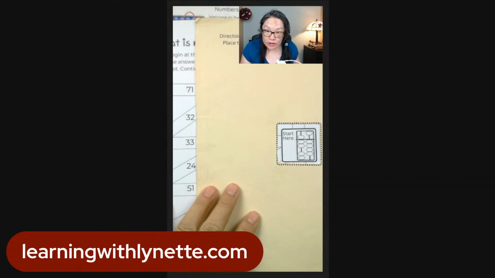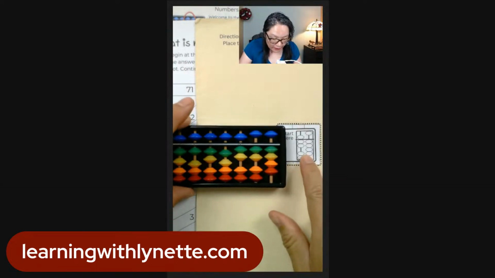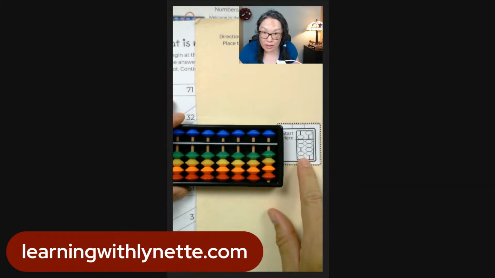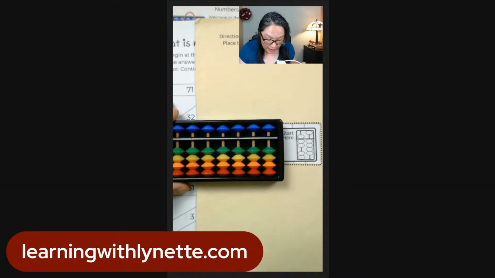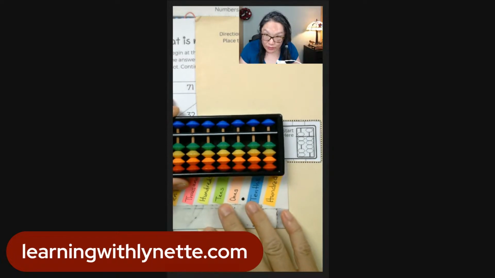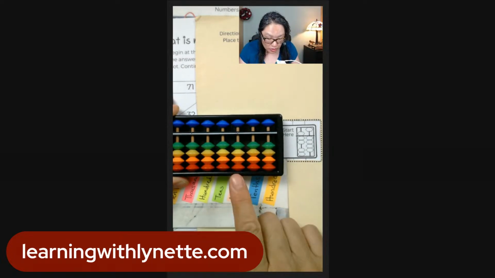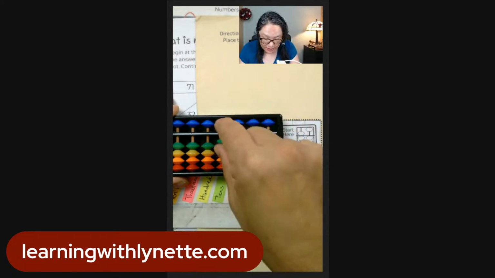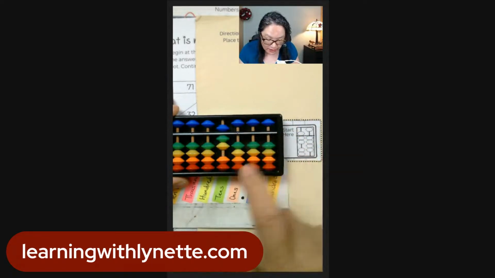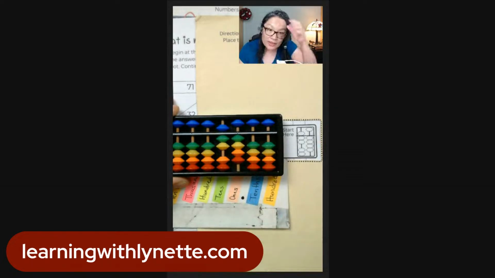So if I have this number, and we're only doing 2 digits, that means I have my tens and I have my ones. We read it left to right, just as we write our numbers, with our tens and our ones. So if this is my tens and I have this in my ones, what number do we think this is?